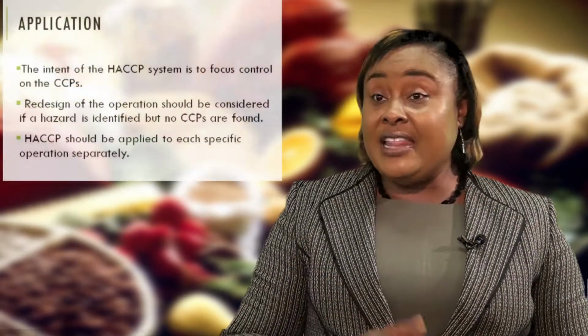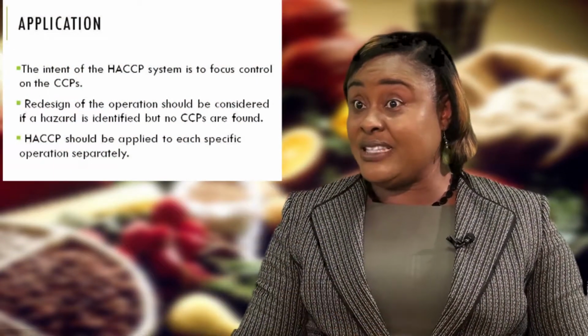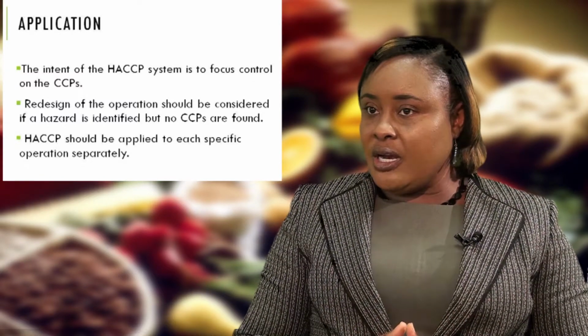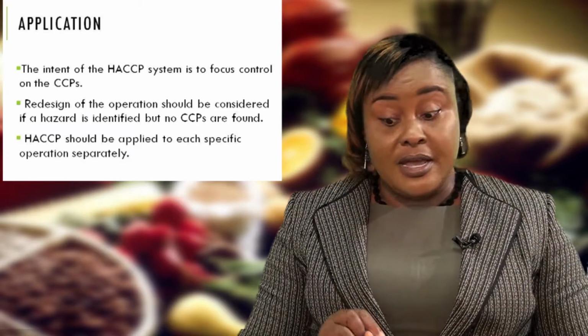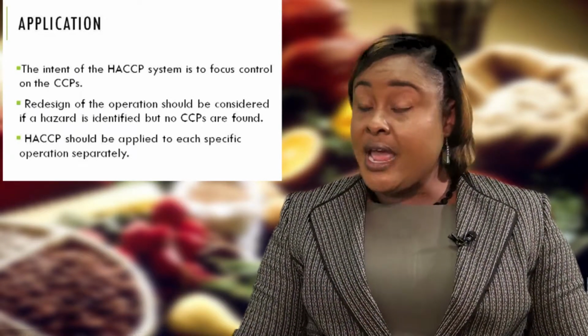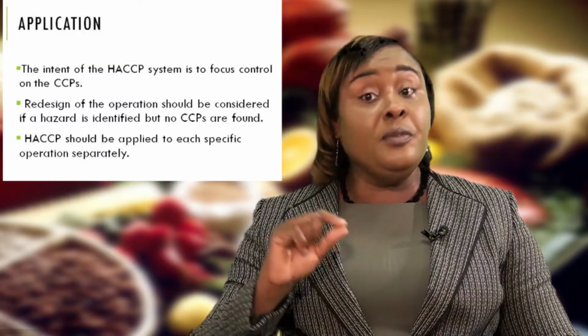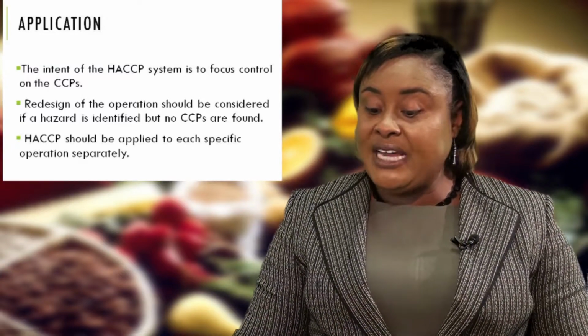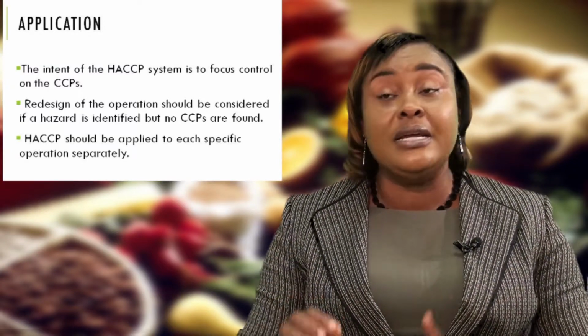Now, the intent of the HACCP system is to focus on the critical control points. And that is step 2 of the HACCP principles that we discussed earlier. You're going to be redesigning any operation that is considered a hazard. So, of course, you have to ensure that you identify the hazard and you look at the critical control points that are found. HACCP should be applied to each specific operation separately. So you're going to be looking at each operation and applying the HACCP. You're not going to be crossing over operations.